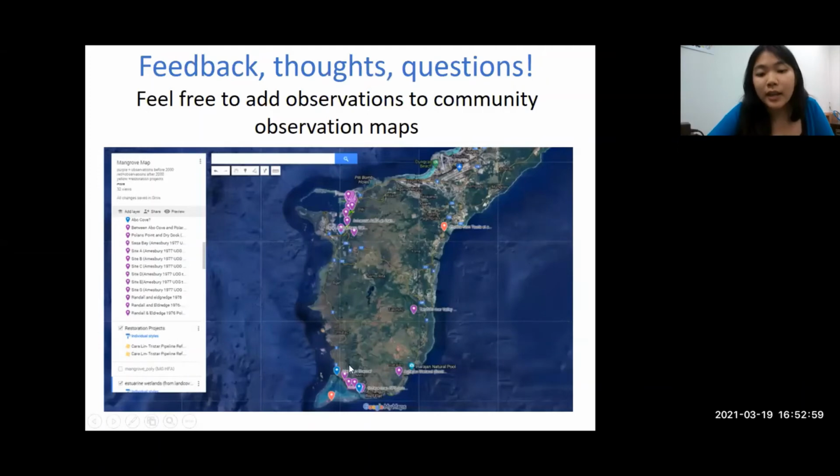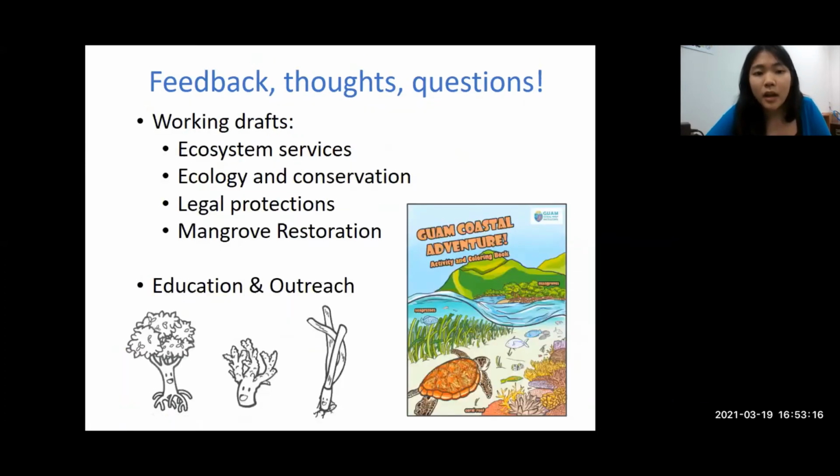If you have any observations about mangroves, I'd love to hear them. We're creating a community observation map. These are a lot of historical observations. And if you've seen an area that was cut down, or an interesting animal inside the mangroves, or you went fishing near the mangroves and caught some particular fish, I'd love to add that observation to the map. We have a few different working drafts.